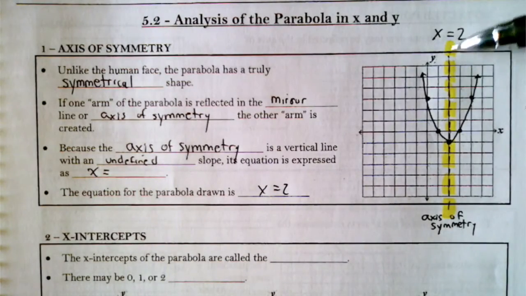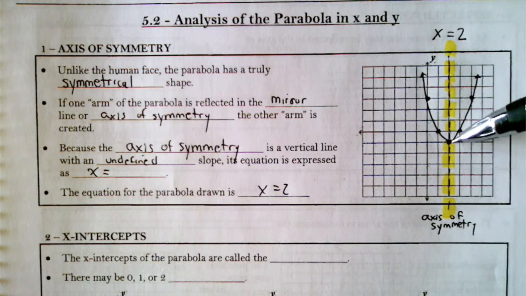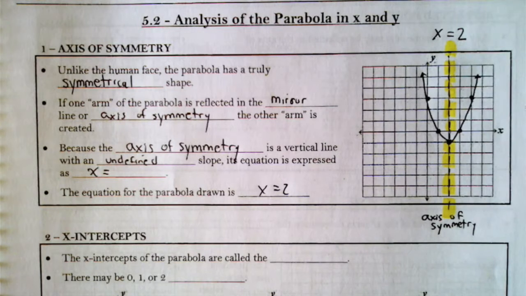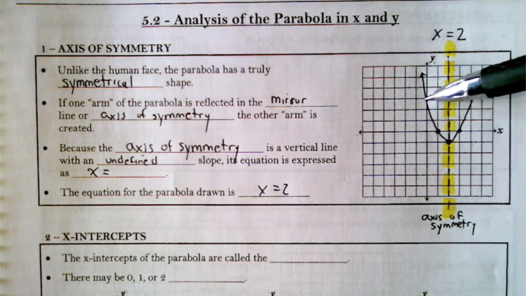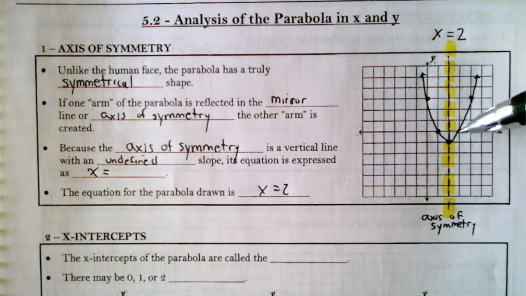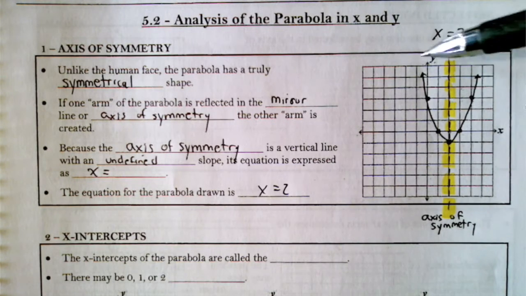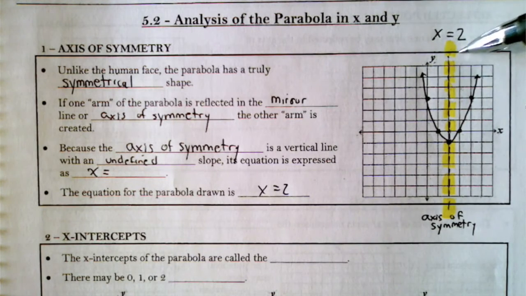So notice it splits the parabola right in half. This arm, if we reflected it across, would give us the second arm of the parabola. This point is 2 spaces from the line, and this point is 2 spaces from the line. This point's 1 space from the line, so this point's 1 space from the line. This point's on the line. If we had another point somewhere over here, it would be 3 spaces from the line, so there would be another point 1, 2, 3 spaces from the line over here. All right, that's the axis of symmetry.